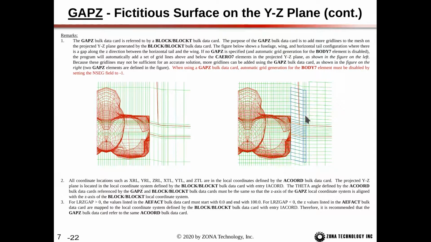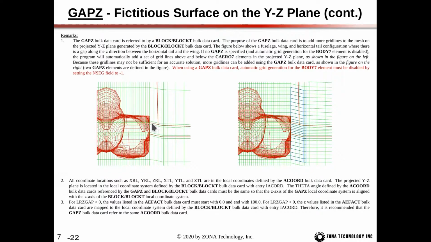So we'll just look at the inboard portion here. We add a GAPZ where the bottom of the GAPZ lines up with the bottom of the fuselage body box. The top of the GAPZ lines up with the top of the body. And then, so you have some options.